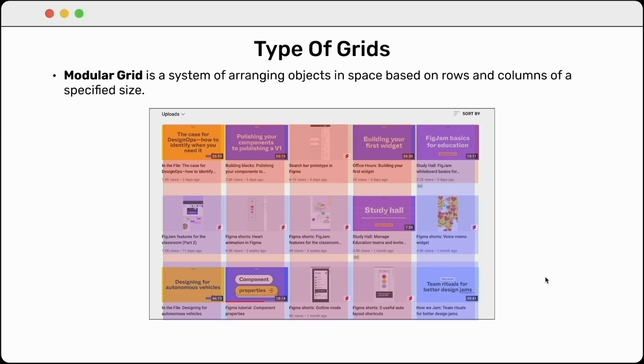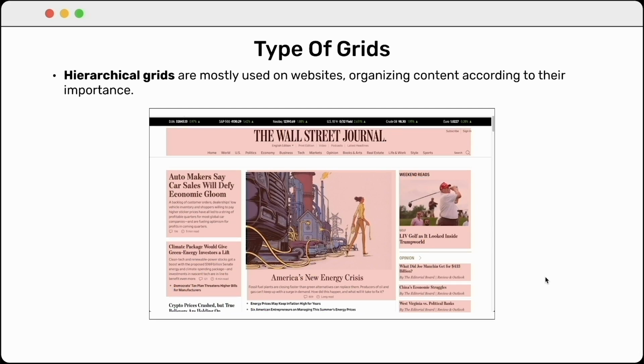The next type of grid is modular grid. This grid is used to place the object at the space created by the intersection of row and column. YouTube uses modular grid to place the content. The next type of grid is hierarchical grid. Hierarchical grids are mostly used in website design to organize the content according to the order of importance. Hierarchical and column grids are mostly used in web and app design.